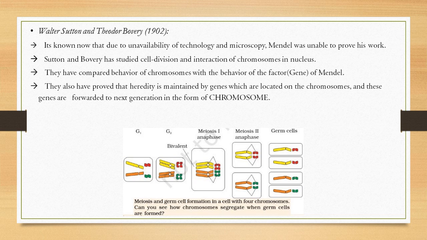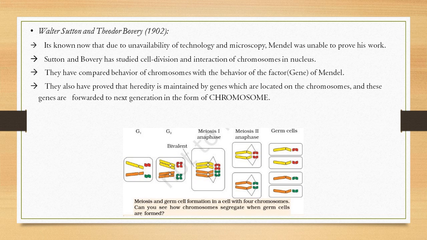And these genes are forwarded to the next generation in the form of chromosomes. So chromosomes are a group of genes, in other words. So genes are located on chromosomes, and each chromosome contains so many genes, so many factors together. So definitely they are in pairs, as we know that chromosomes are in pairs in diploid organisms, right? One of each factor is dominant while the other is recessive. So that's the first law of Mendelian genetics, that either of them is dominant and the other is recessive.